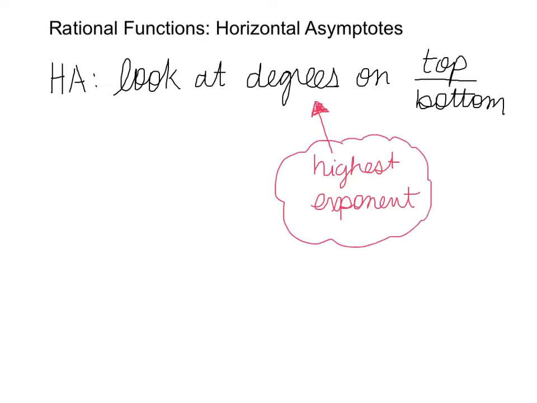So whatever function you have on top, you look for the highest exponent, and that's the degree of the top. And then same thing on the bottom, you look for the highest exponent, and that is your degree on the bottom.